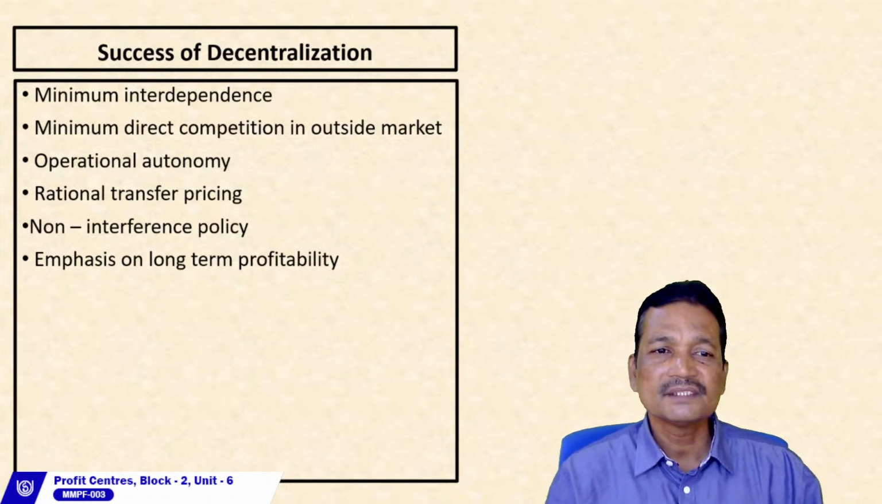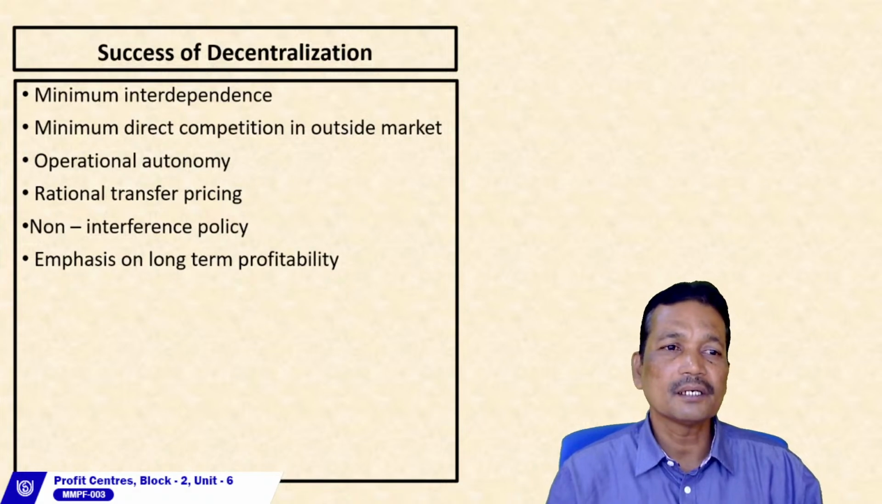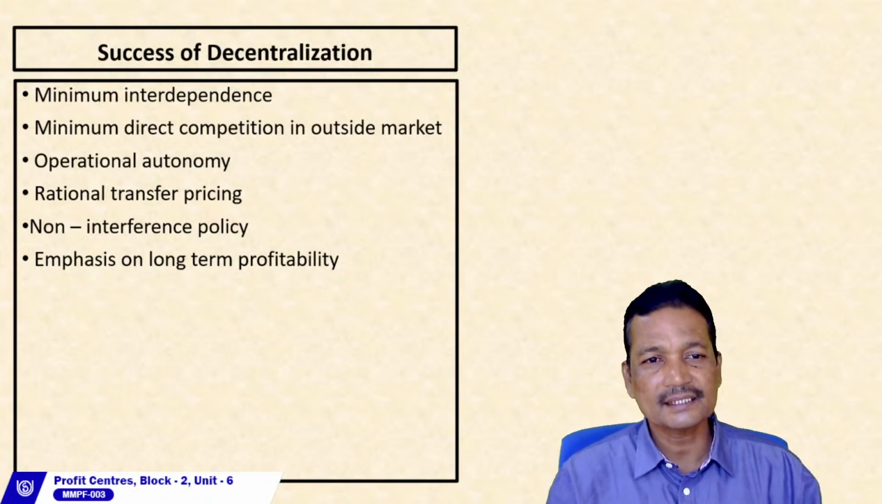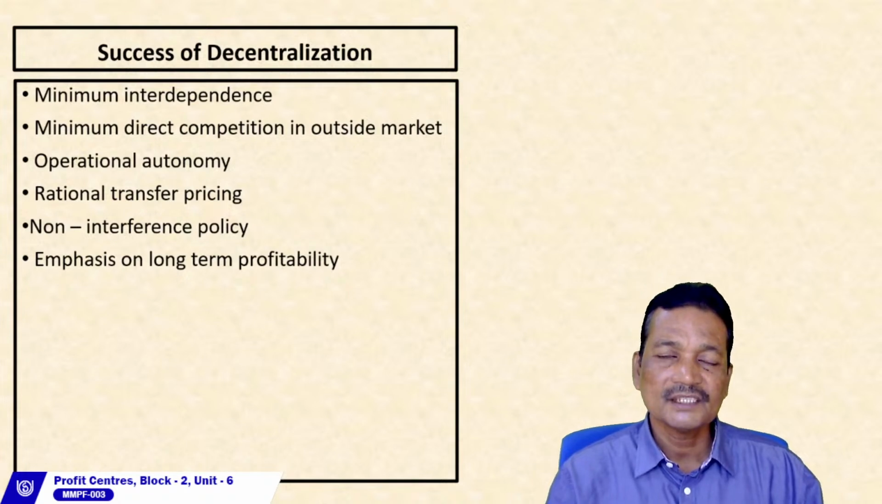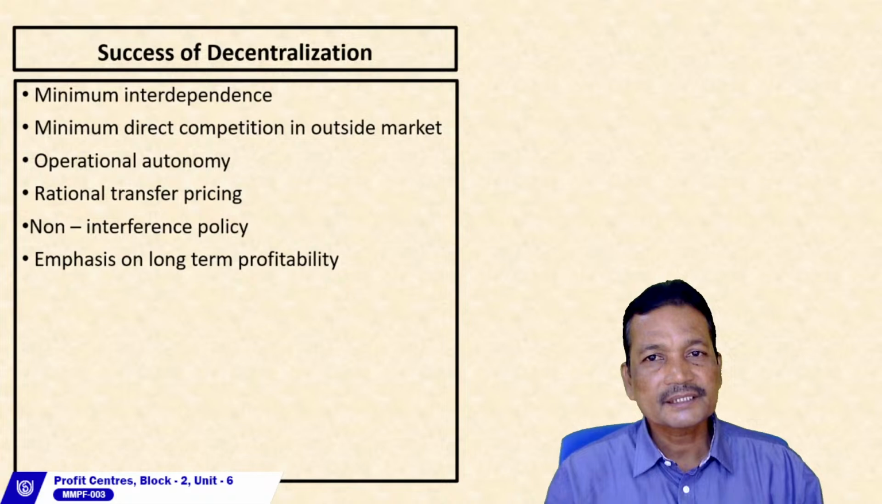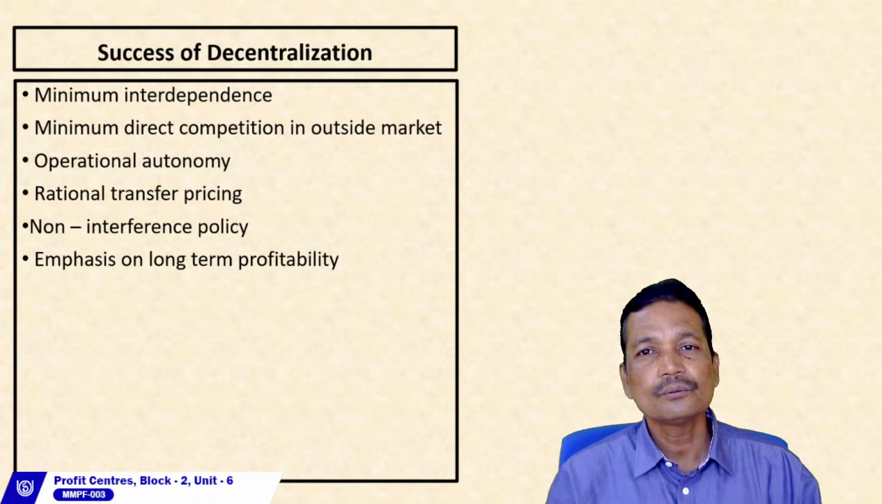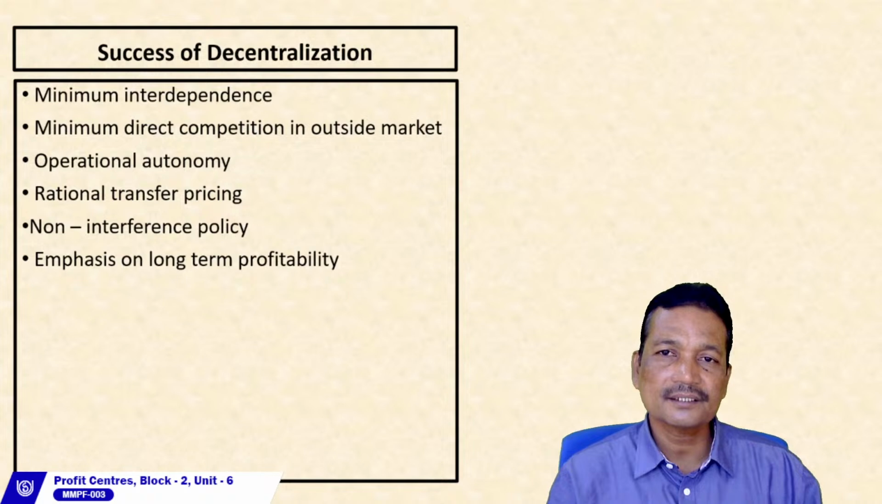Another is there should be a feasible, rational, acceptable transfer pricing. Usually the arm's length price is used. We have seen that many a times top management try to enter into the domain of the profit center manager's decision making area because of their old habits. So this should be done away with. There should be a non-interference policy.